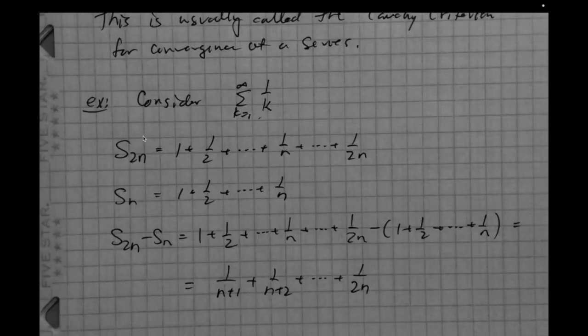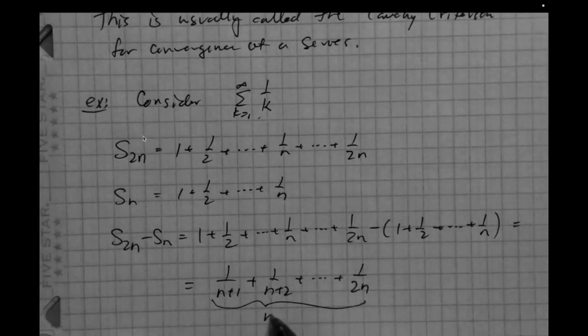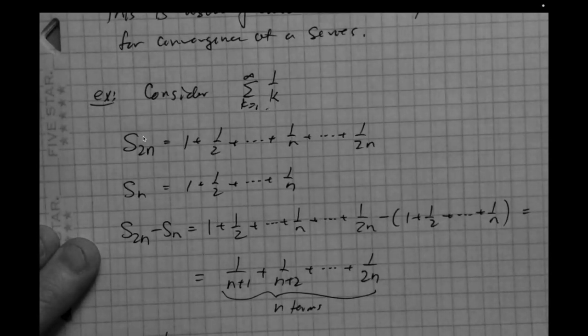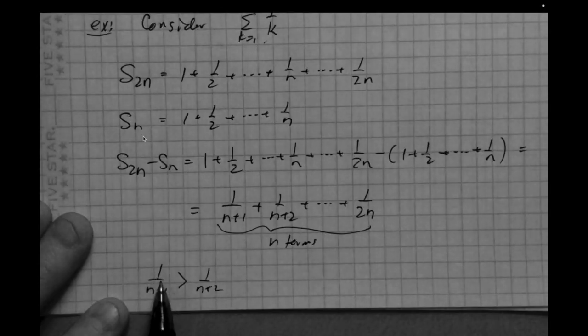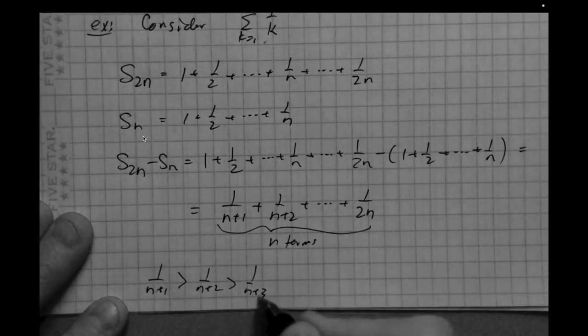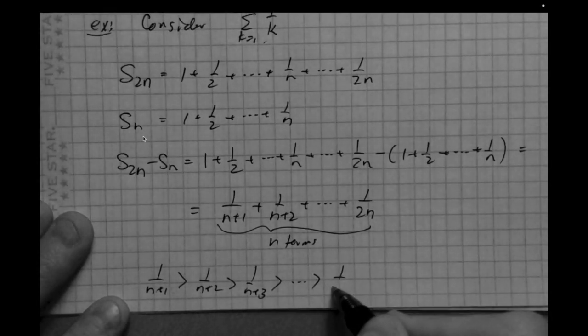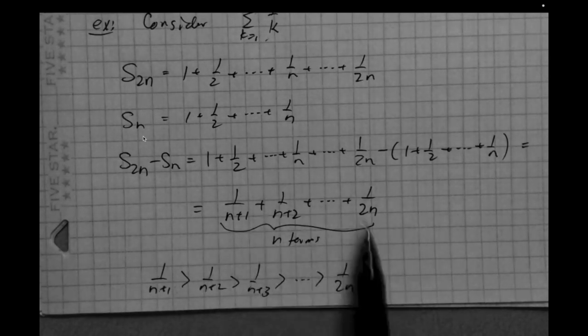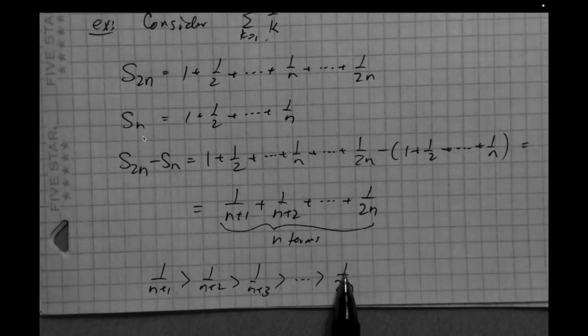Okay, so something to notice here would be, first of all, how many terms are here? N terms. And second, notice that 1 over n plus 1 is a larger number. This is greater than 1 over n plus 2, isn't it? As the denominator gets larger, this number gets smaller. So 1 over n plus 1 is greater than 1 over n plus 2, which would be greater than 1 over n plus 3, and so on, all the way down to 1 over 2n. So each of these n terms is at least as large as 1 over 2n.